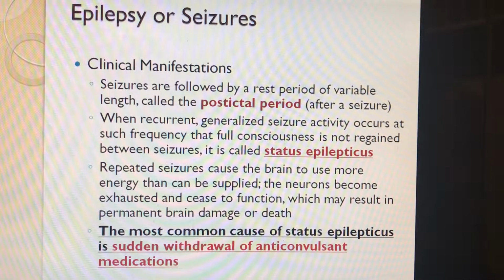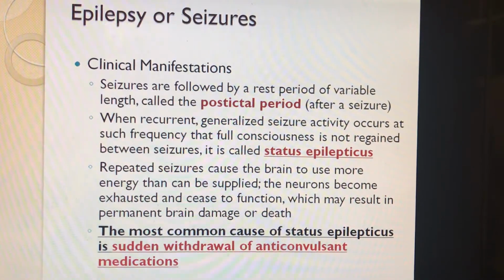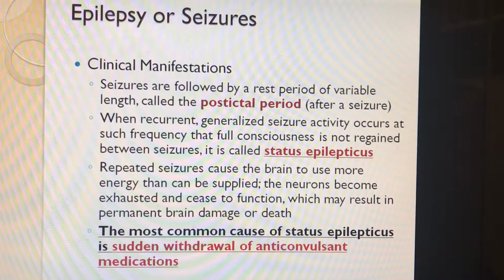Repeated seizures cause the brain to use more energy than can be supplied, and the neurons become exhausted and cease to function, which may result in permanent brain damage or death. The most common cause of status epilepticus is sudden withdrawal of anticonvulsant medications. So this is just saying that after the patient has the seizure, they go into the rest period. But if they don't rest and keep on having seizures in between, the brain's not going to be able to keep up with it, so it could lead to permanent brain damage or death.